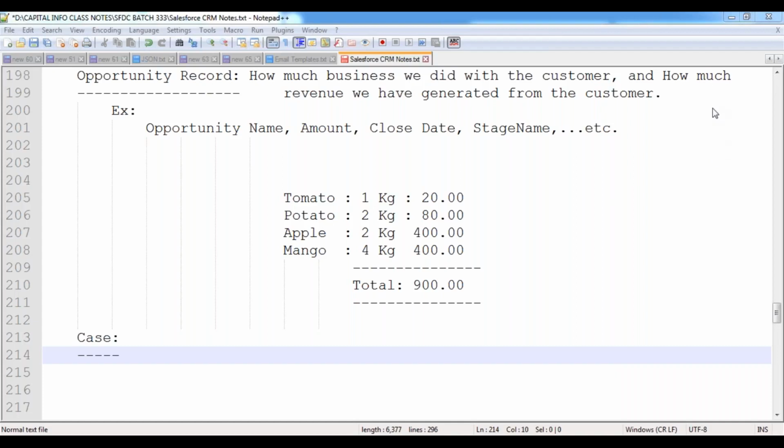Now the case is nothing but the detailed information of the problem which the customer is facing with our product or service. For example, assume that I'm using some HP laptop which I purchased recently. 6 months back, I purchased that laptop.